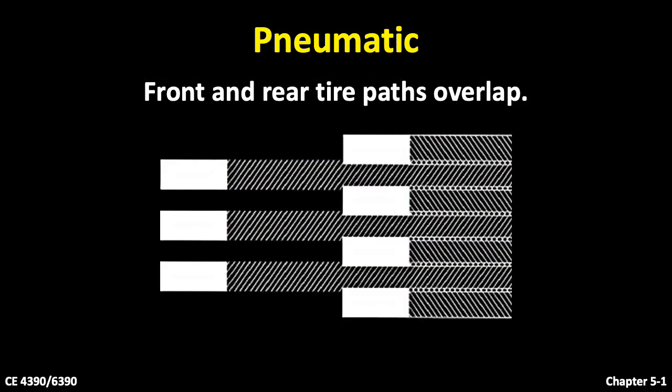This is a plan view of the tires. As you can see, the front and rear tires are well arranged, so that their paths will cover a maximum compacted area.